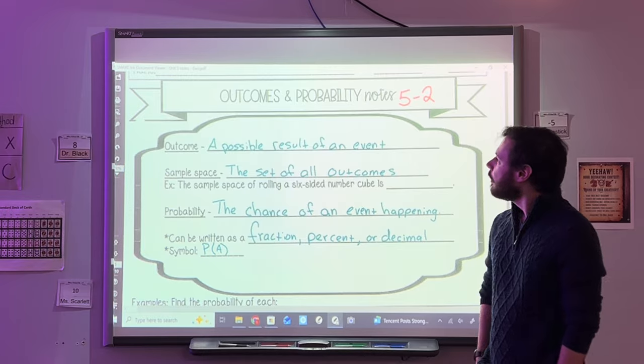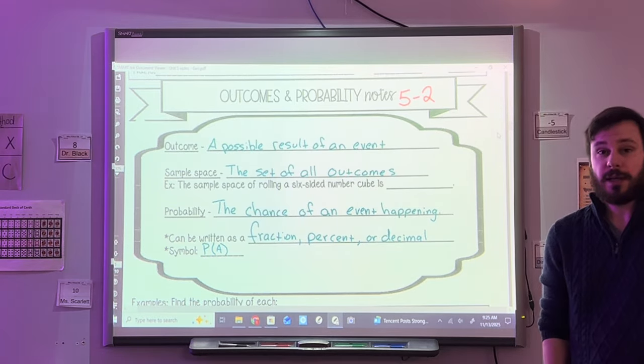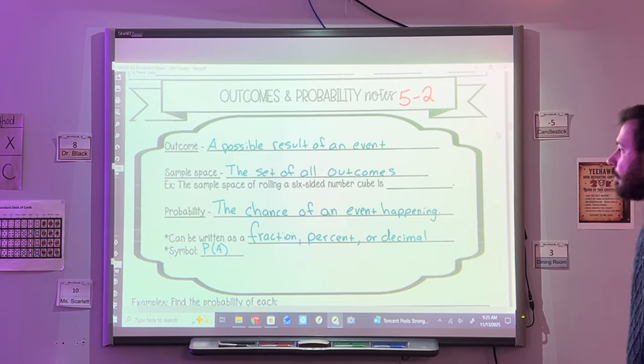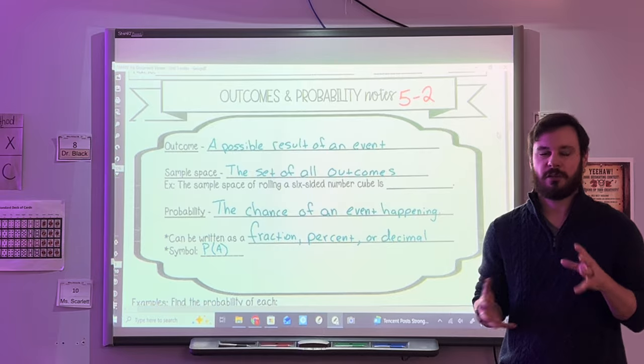Anyway, we did it. Outcomes and probability, lesson 2. An outcome is the possible result of an event. Anything that can happen. Sample space, the set of all outcomes. A sample space is just listing every outcome that is possible.